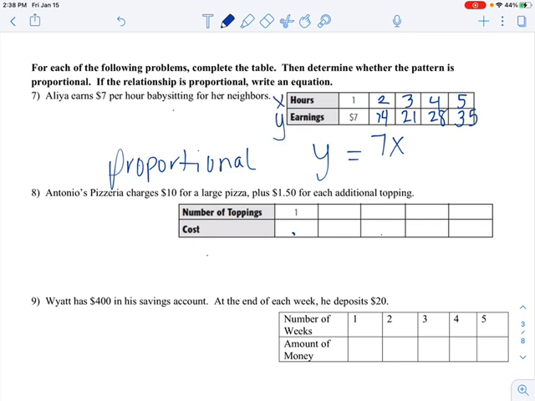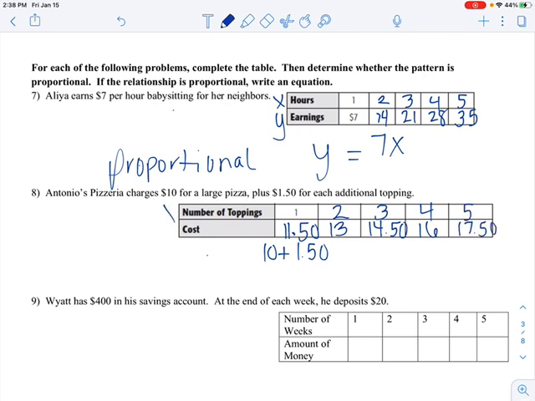In number 8, Antonio's Pizzeria charges $10 for a large pizza plus $1.50 for each additional topping. So if you want one topping, that would be 10 plus $1.50, which would be $11.50. If you want 2 toppings, you'd add another $1.50 to it, which would be $13. 3 toppings would be $14.50, and so on there.